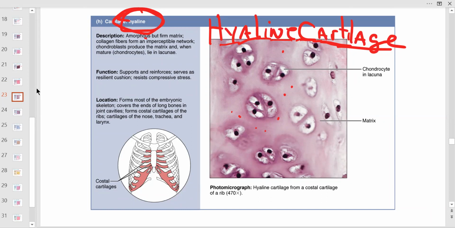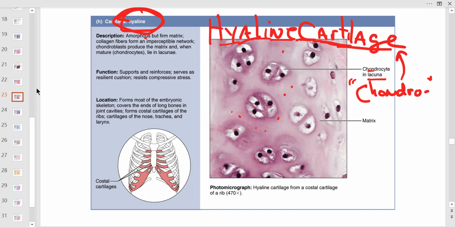So now we're going to use a prefix called chondro. Chondrocyte is the functional cell of cartilage. Chondro is a prefix that means cartilage. Osteo means bone. So the cartilage cell is a chondrocyte, and then it says in lacuna. You have to know that.